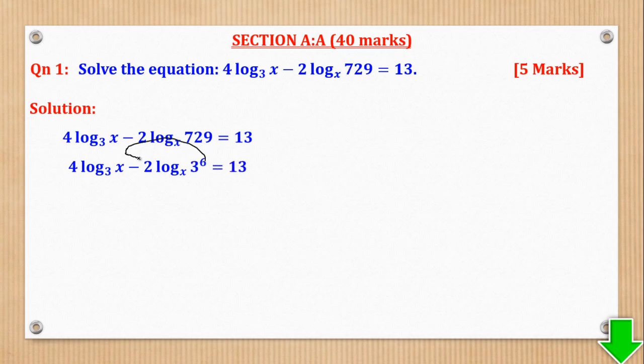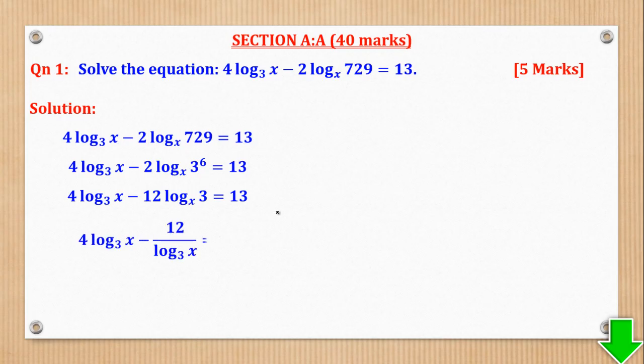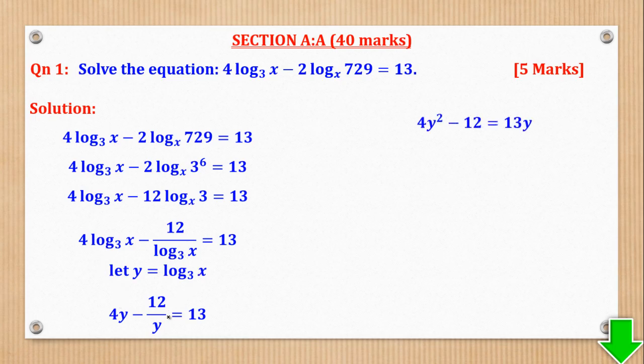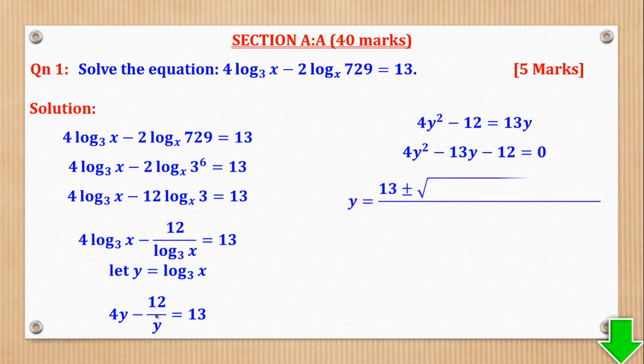Then this one can go here to become 12 logarithm of 3 base x. Then to change this to base 3, I will now get 1 over log of x base 3 times 12, that's why you see 12 up here. Then you can let y be equal to log of x base 3. Then you substitute y where there is log x base 3. Next is to multiply throughout by y and rearrange to get a quadratic. Then I can use the quadratic formula to get the 2 values of y.